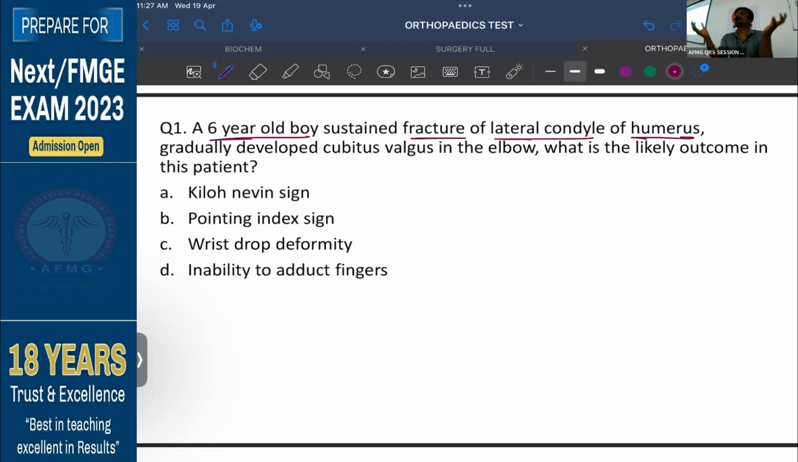What do I mean by this term? Articulation means joint. So intra-articular means a fracture within a joint. Extra-articular means a fracture outside a joint. So what type of fracture is lateral condyle fracture of humerus? It is an intra-articular fracture, and all intra-articular fractures are fractures of necessity.